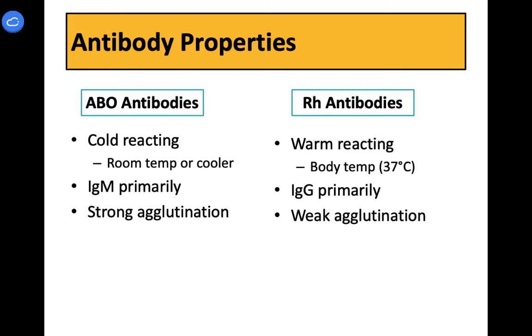RH antibodies are warm reacting. They need to be incubated, they need to sit for a while, and the clumping is not super strong, so we have to look a little bit closer for that. The type of antibody that makes up RH antibodies is called IgG, and because of its structure, it's a little different, and it's going to cause a weaker form of agglutination.